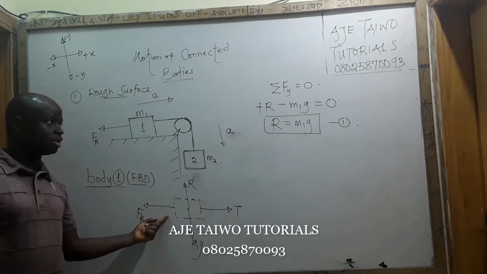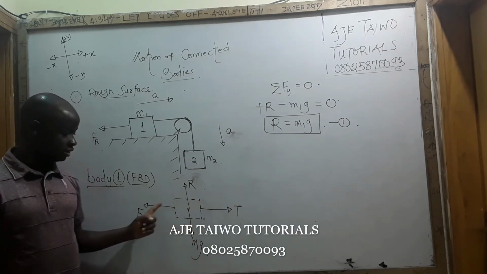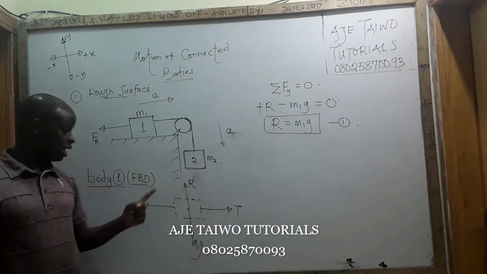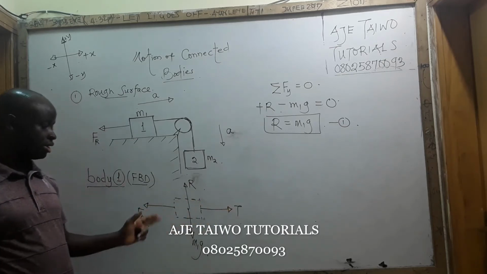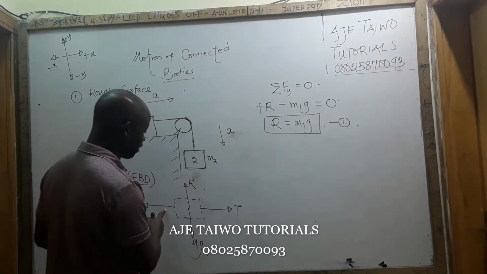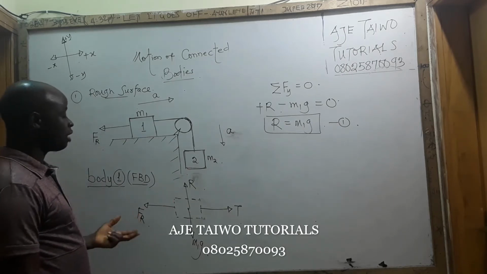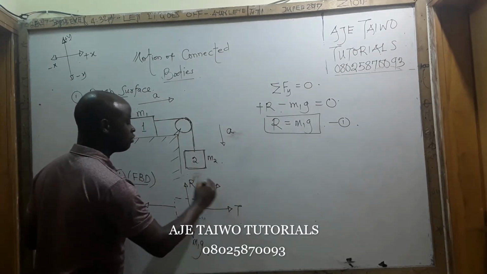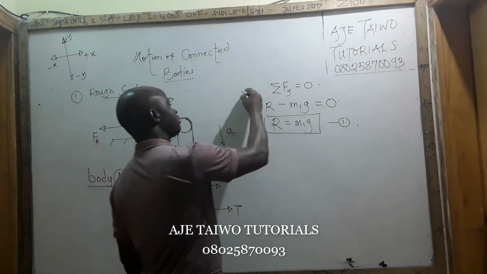For the same body, there are also forces acting along the x-axis, horizontally. T is horizontal, Fr is horizontal. These are 2 forces acting horizontally. This T is trying to pull the body like this. This Fr is trying to pull the body like this, or oppose the motion. But at the end of the day, the body was found to move like this. Acceleration is like this. So horizontally, this is vertically.